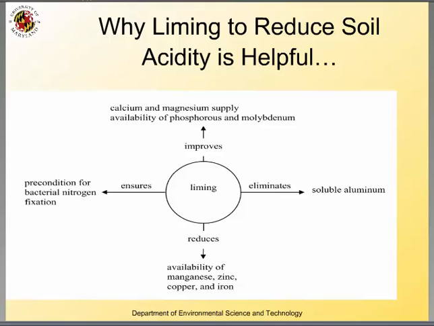It maintains an adequate supply of calcium and magnesium. Remember, they got leached away when the soil became more and more acidic. And it increases the availability of phosphorus and molybdenum. Phosphorus and molybdenum are tied up very tightly on iron oxide surfaces at low pHs. They're there, but they're not in an available form in the soil solution. If you raise the pH and the charge on the iron oxides changes, the phosphate and molybdenum will come back into the soil solution.